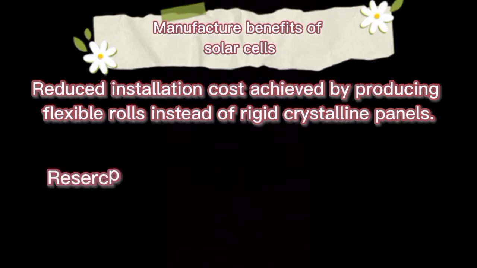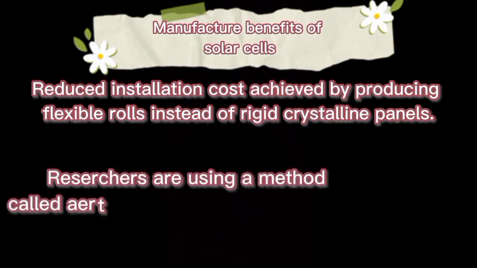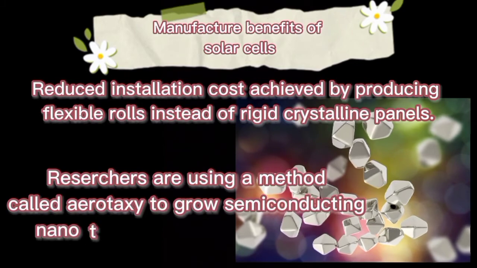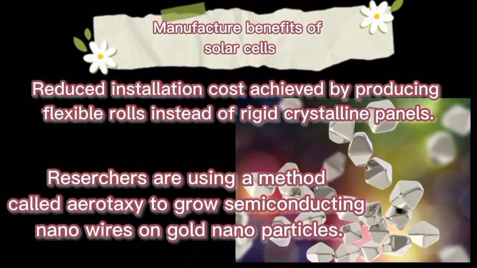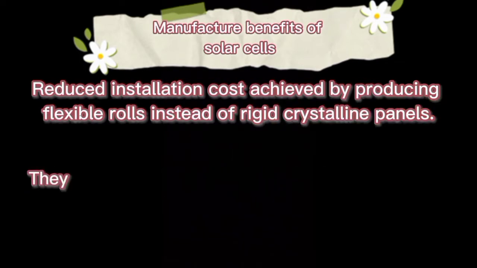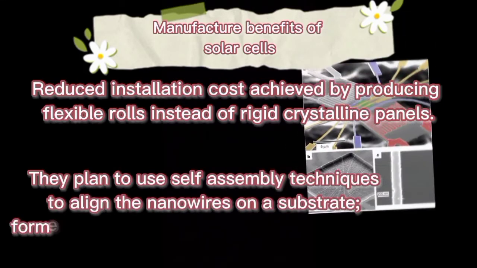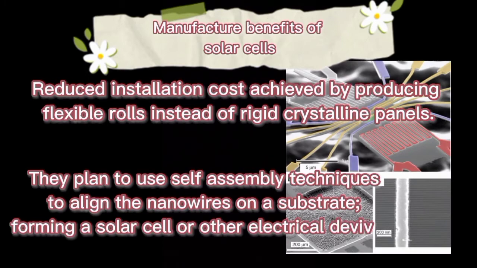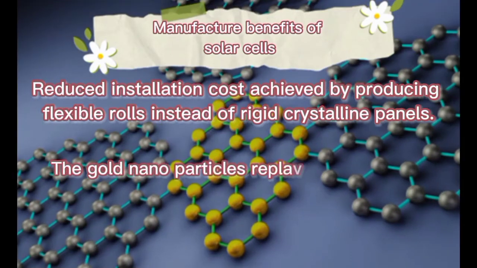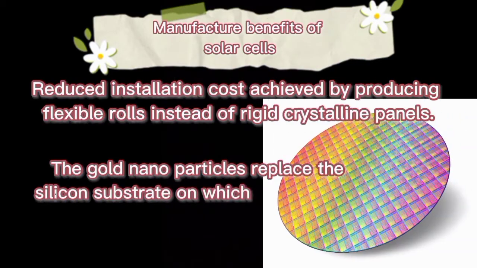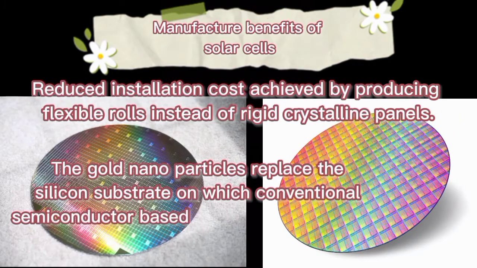Researchers are using a method called aerotaxy to grow semiconducting nanowires on gold nanoparticles. They plan to use self-assembly techniques to align the nanowires on a substrate to form a solar cell or other electrical devices. The gold nanoparticles replace the silicon substrate on which conventional semiconductor-based solar cells are built.